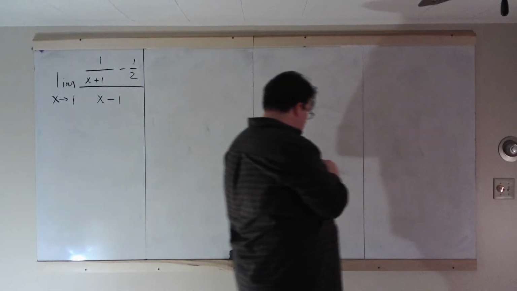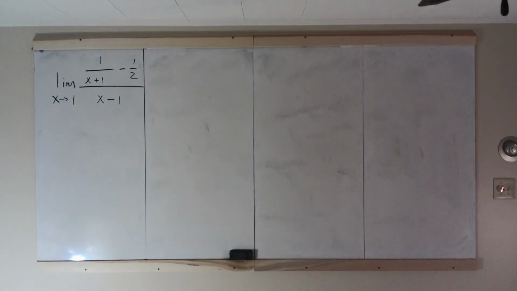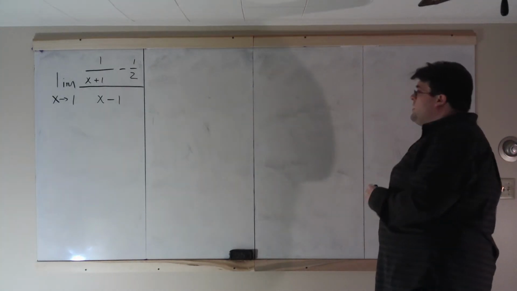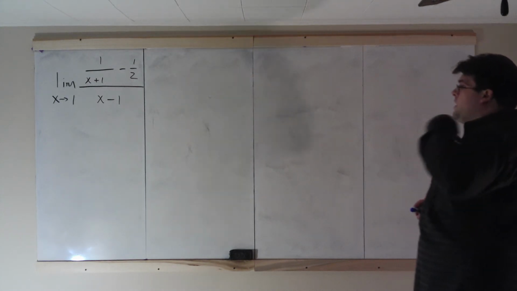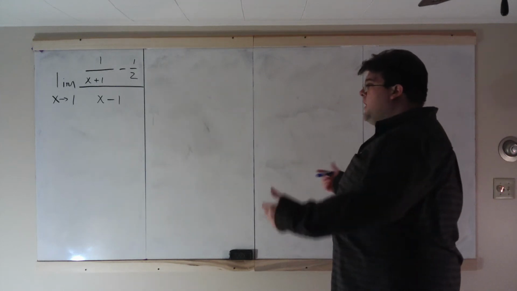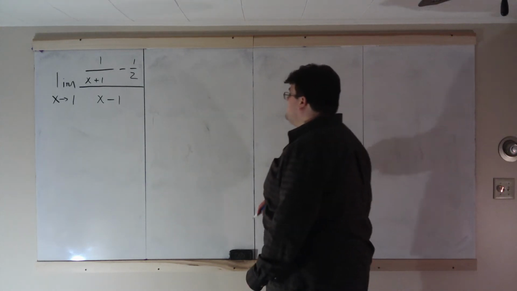So, limit as x approaches 1 of 1 over x plus 1 minus 1/2, all over x minus 1. So here we have a 3-tiered fraction. But again, we can try a direct substitution. What happens if we do a direct substitution?